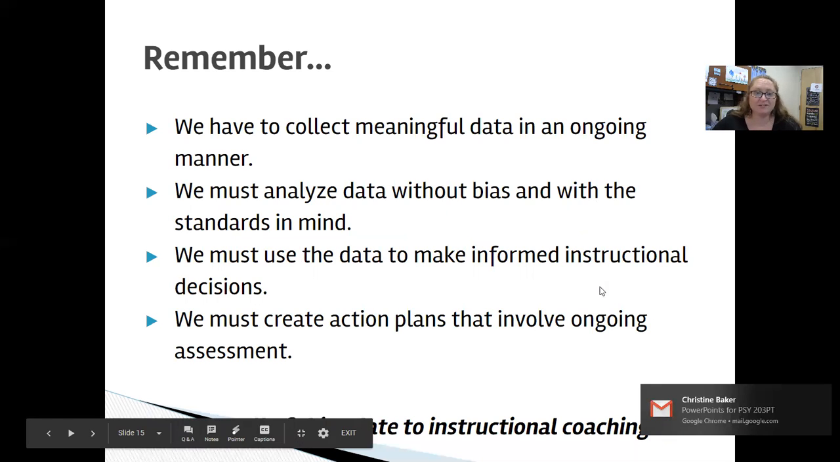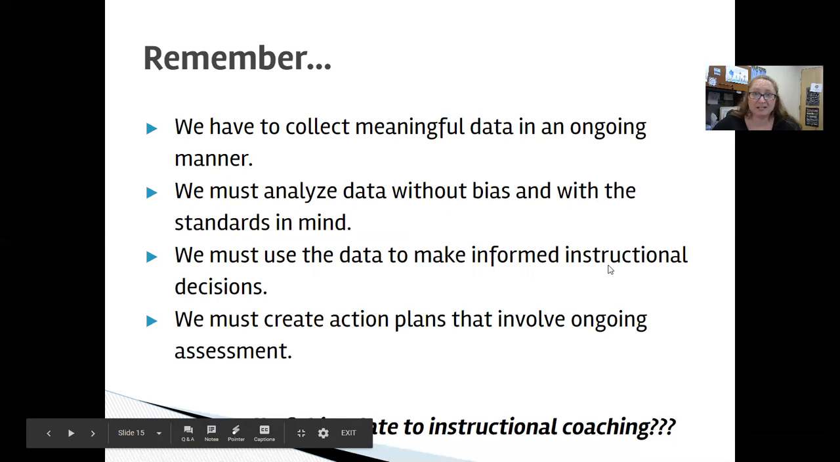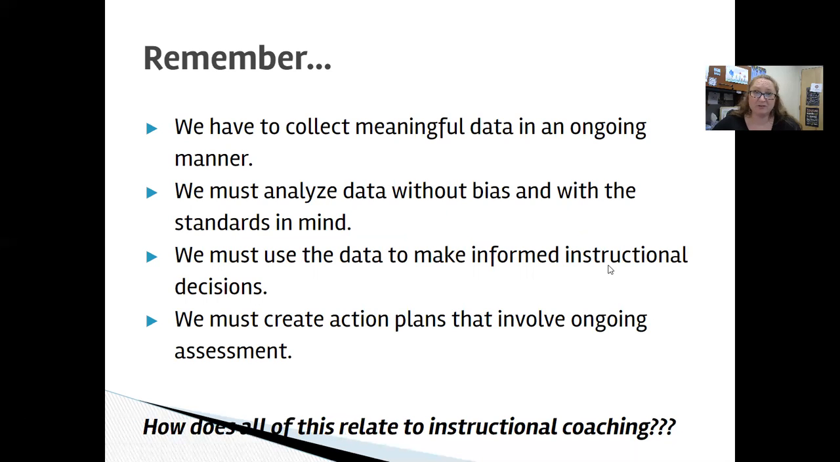So how does all of this relate to instructional coaching? Well, I kind of already alluded. You're going to lead this work with teachers. You are going to take them through diving deep into that student level data and using it to make these action plans. You can then support the teacher throughout the action plans. You can help them with additional instructional strategies.